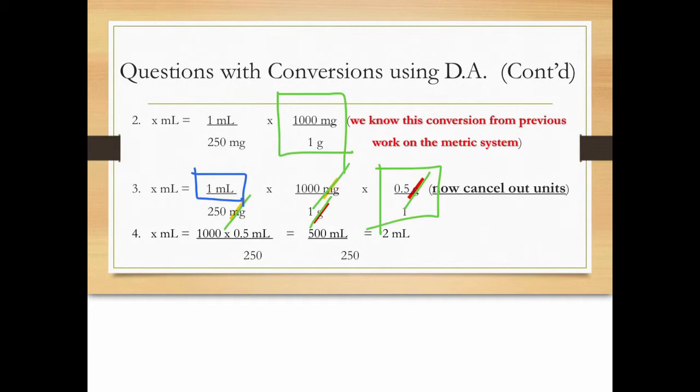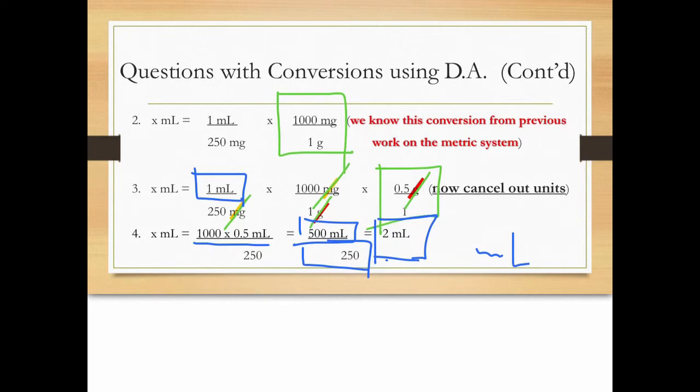1,000 times 0.5 equals 500, and 250 times 1 equals 250. That should really be underneath the 500. When we perform our division, we're left with an answer of 2 milliliters. 500 divided by 250 is 2. And we carry over our unit of measurement, milliliters. Therefore, the nurse will draw up or administer 2 milliliters in order to give a dose of 0.5 grams.